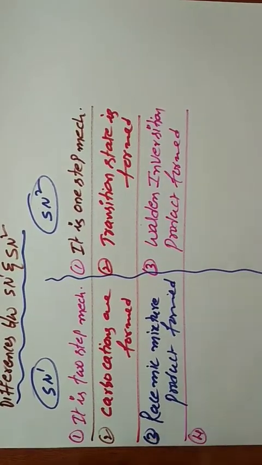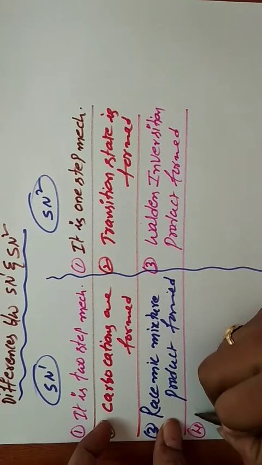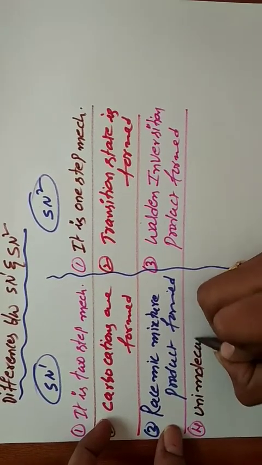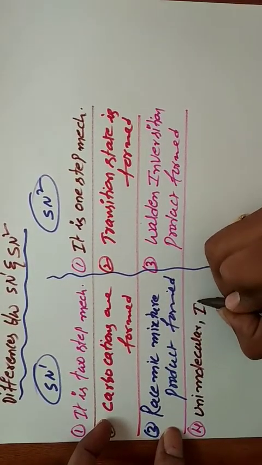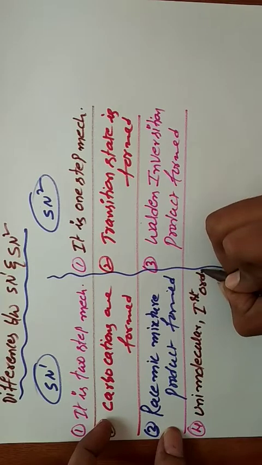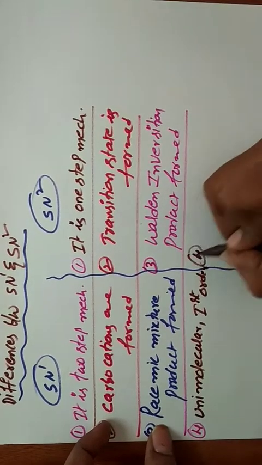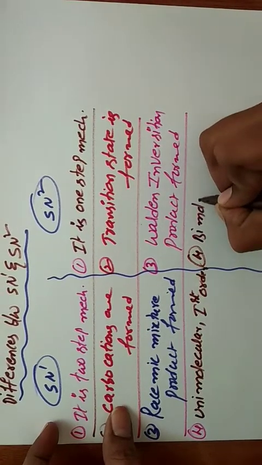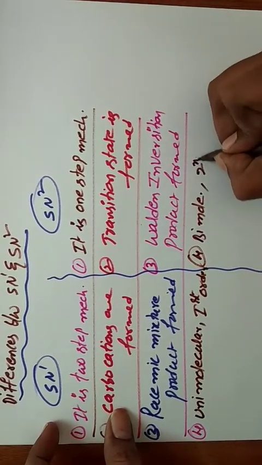Next, what is the fourth difference? Fourth difference: SN1 is unimolecular, first order. Here SN2 is bimolecular, second order.